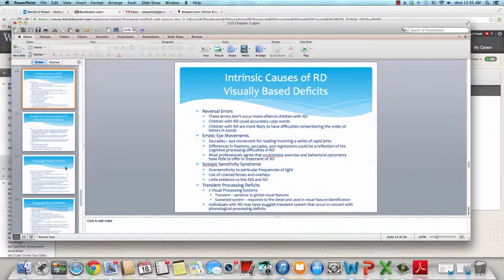Then there's, I misspelled it, scotopic sensitivity syndrome. You're probably not necessarily familiar with the syndrome, but you're probably familiar with the therapy for it. This is the oversensitivity to particular frequencies of light, and it first proposed the use of color lenses and overlays. So I'm sure you've all heard of the colored overlays for children with dyslexia.